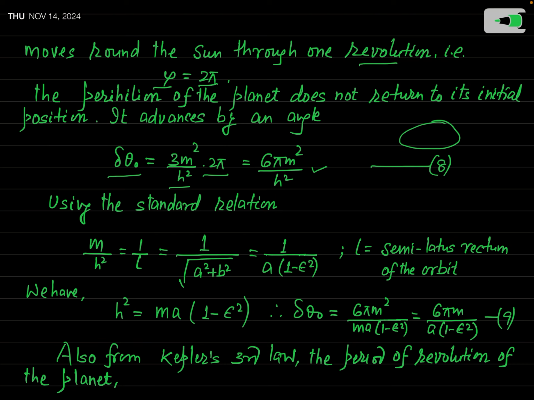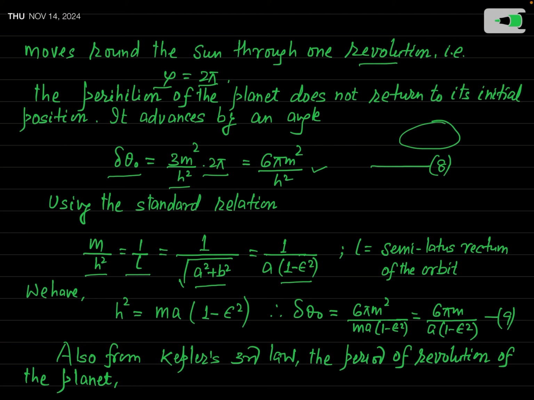Now definitely in coordinate geometry you have studied in detail the idea of ellipse, and you know that for an ellipse, this m over h square is equal to 1 over l. Here l is called the semi-latus rectum of the orbit, and this is equal to 1 over square root of a square plus b square. Here a is the semi-major axis of the ellipse, b is its semi-minor axis, and in terms of eccentricity epsilon, it is given as 1 over a times 1 minus epsilon square. All these results I have written directly because this is the subject matter of the course in coordinate geometry on ellipse, and definitely you have studied it.